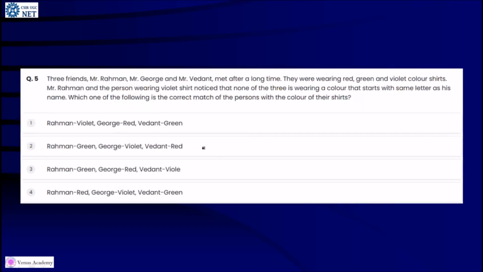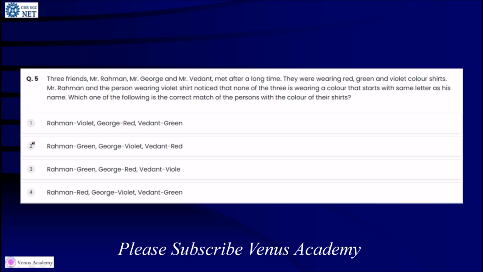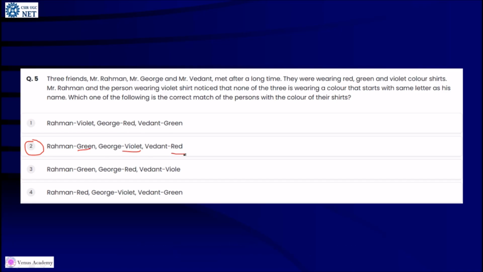Next, question number 5. 3 friends, Mr. Rahman, Mr. George and Mr. Vedant, met after a long time. They were wearing red, green and violet color shirts. Mr. Rahman and the person wearing the violet shirt noticed that none of the 3 is wearing a color that starts with the same letter as his name. Which one of the following is the correct match of the persons with the color of their shirts? Option number 2 is the correct option, students. Rahman wears green, George wears violet and Vedant wears red.